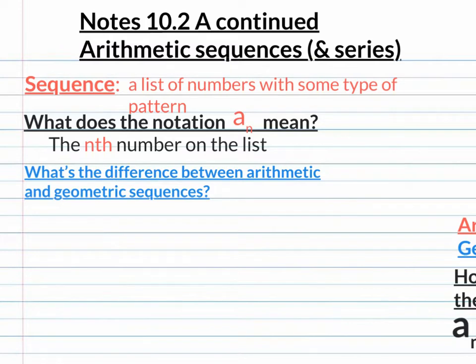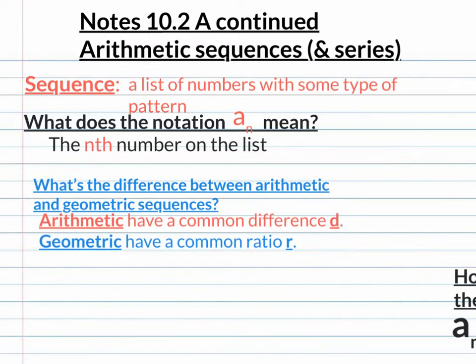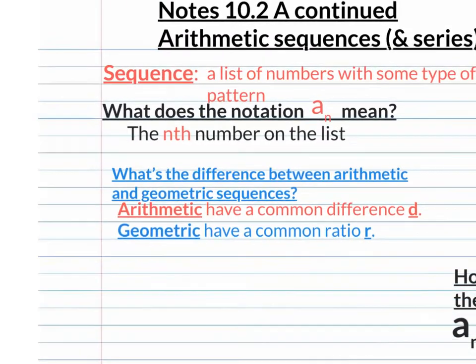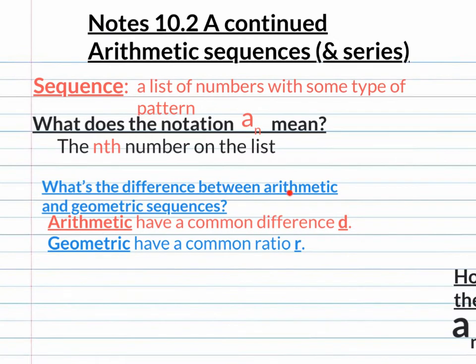What's the difference between arithmetic and geometric sequences? Go ahead and hit pause, think about that. And here's the answer. What's the difference between an arithmetic and geometric sequence? An arithmetic sequence has a common difference, which we call D, and a geometric sequence has a common ratio, which we call R. Okay, so understand that if there's a common difference, it's arithmetic. If there's a common ratio, it's geometric.